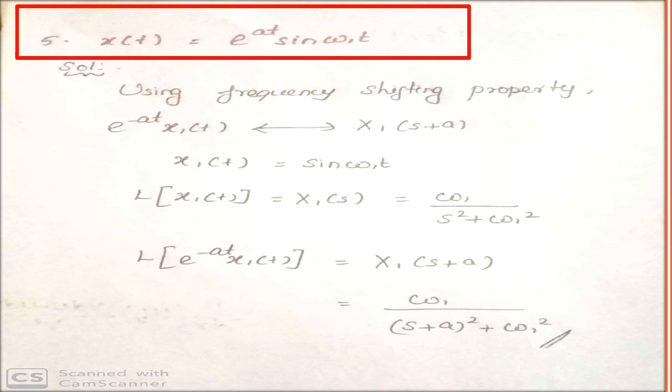Similarly, the next problem, x of t equal to e power minus at into sin omega 1t. There it was cos omega 1t, here it is sin omega 1t. Here also we are going to use the frequency shifting property. The Laplace transform of e power minus at x1 of t gives x1 of s plus a. So x1 of t is sin omega 1t, and its Laplace transform is omega 1 divided by s square plus omega 1 square. Now the Laplace transform of e power minus at into x1 of t is x1 of s plus a. Here instead of s you have to substitute s plus a. So the answer is omega 1 divided by s plus a the whole square plus omega 1 square.